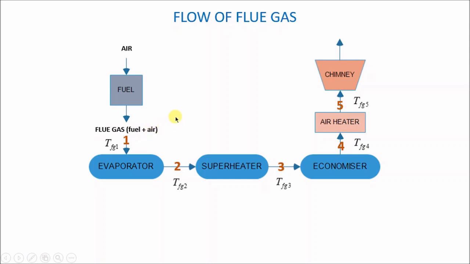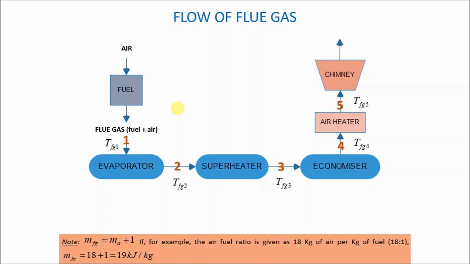So it's easy to understand that this flue gas that you see here is going to be a mixture of fuel and of air. Okay, and so if it is a mixture of fuel and of air, therefore if you want to know the amount of flue gas that you have, you need to sum up the amount of fuel that you have with the amount of air that you have. And I will give you an example. In some of the questions that you may have, they may say to you, for example, that the air fuel ratio is given as 18 kilograms of air per kilogram of fuel. That means in order to burn 1 kilogram of fuel, you need 18 kilograms of air.